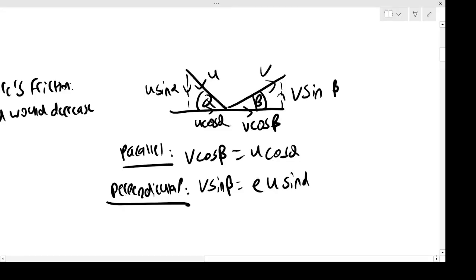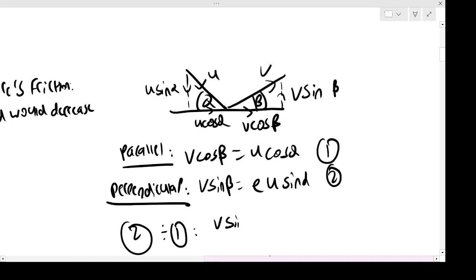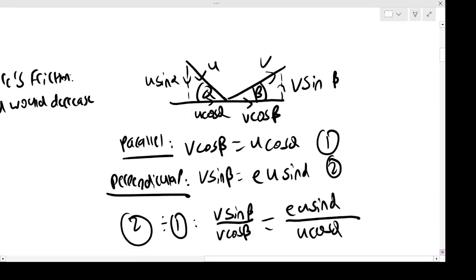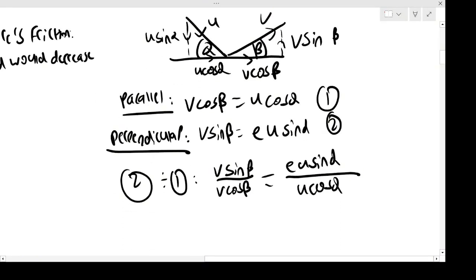Hopefully happy with that. Now, if I was to just find the angle then, obviously I'll divide them. If I call this equation 1 and 2, I'll divide them as usual to find the angle. So that's going to be v sine beta over v cos beta equals e u sine alpha over u cos alpha. Now, when we simplify, the v's cancel, so we get tan beta, and the u's cancel, so we have e tan alpha.